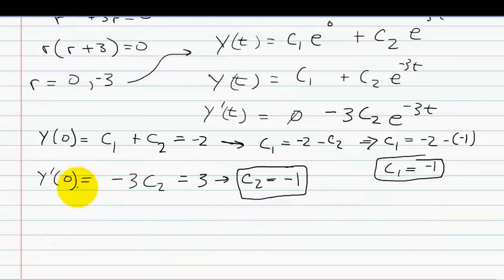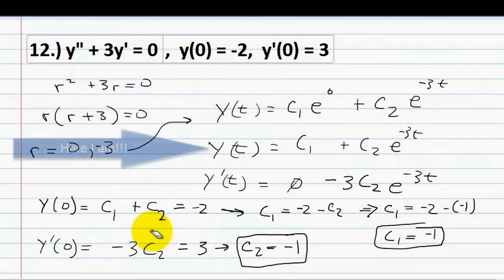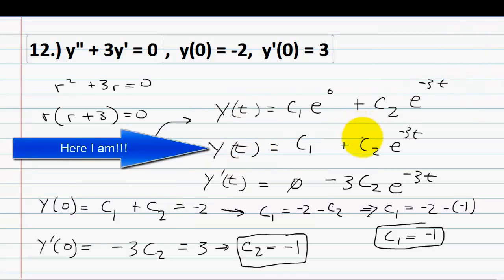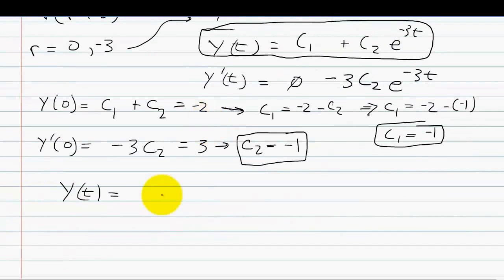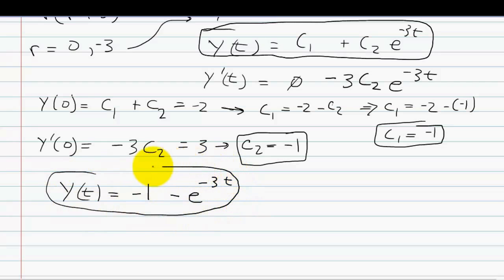So now writing this out, we're going to get our final solution will be y of t is equal to c1, which is negative. Oh, actually, no. That's not it. I'm thinking, where is our actual, where we solved it? Oh, it's right here. No, it's this one. So our final solution is going to be c1, which is negative 1, so we're going to get negative 1 plus c2. c2 is negative 1, so it's going to be minus e to the negative 3t. And that's the final solution.